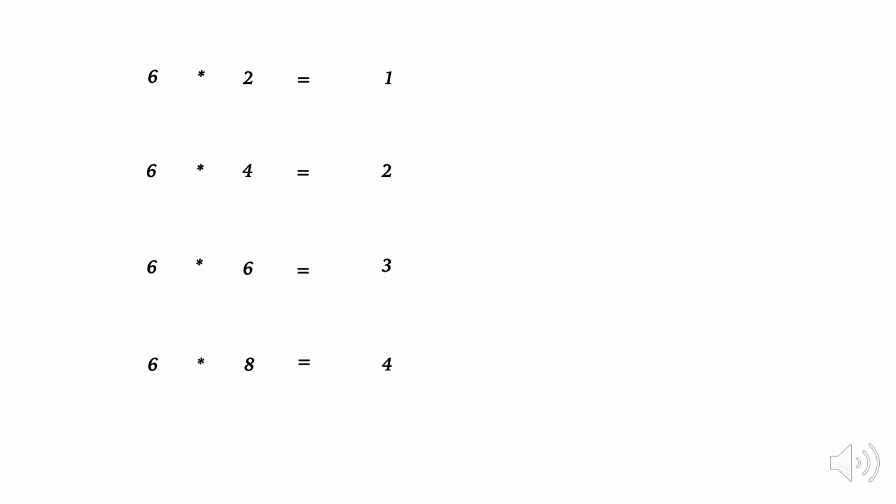On the ones place, write the number with which we are multiplying 6. In the first one, it is 2. For the second one, it's 4. For the third, it's 6. And for the fourth, it's 8. Isn't this easy?